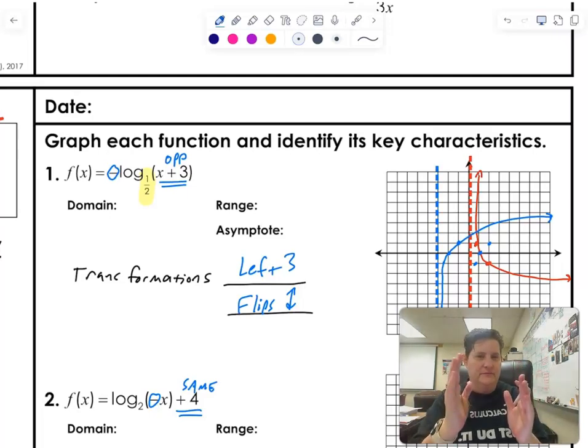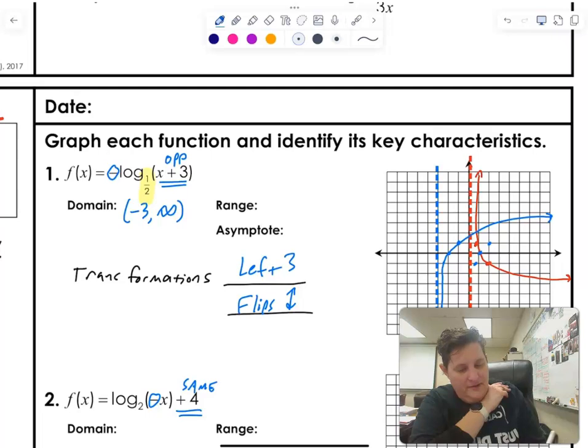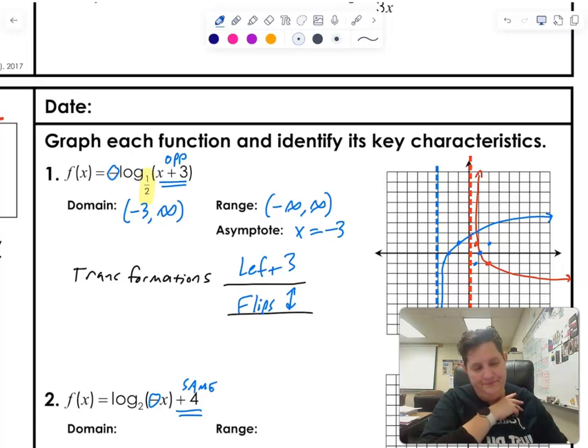To write my information, remember domain is how far left and right it goes. So to that asymptote. Well, that asymptote is at -3, and then it goes all the way to infinity. Okay, the range is -infinity to infinity. All logarithms have a range of -infinity to infinity, and the asymptote is at x equals -3.